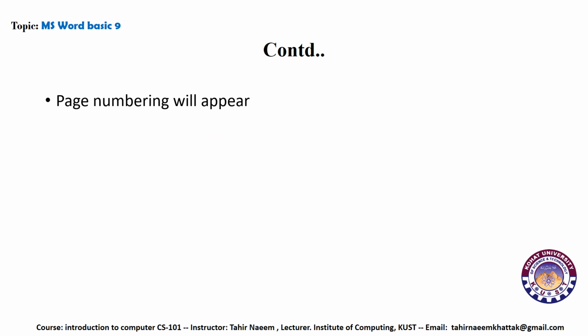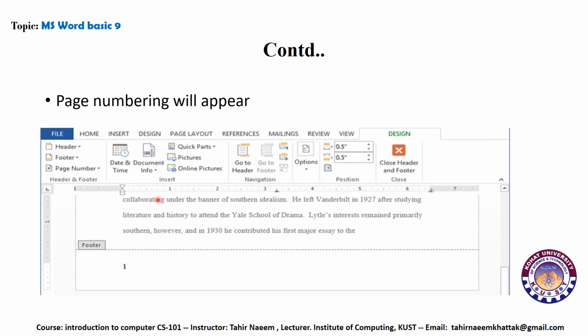Page numbering will appear like this when we click on page number in the current position. As I have shown in the previous slide, wherever our cursor was blinking, the page number 1 is added. And the next page will contain page number 2.